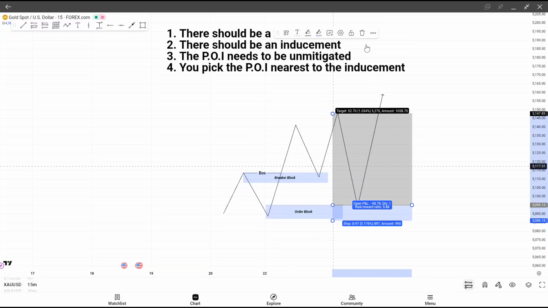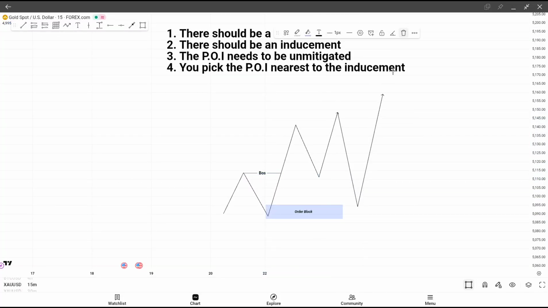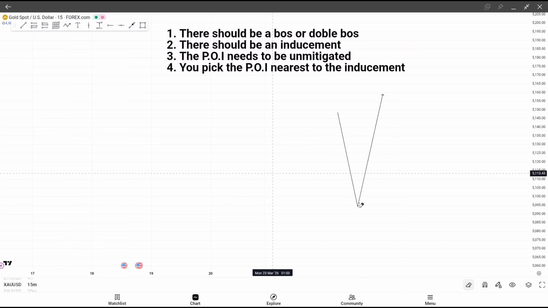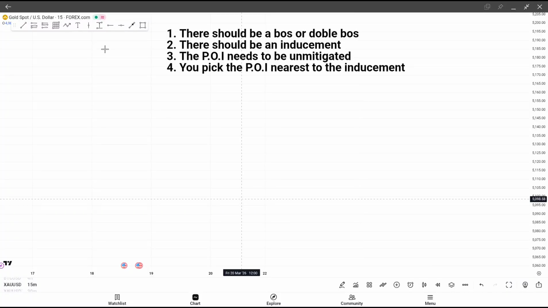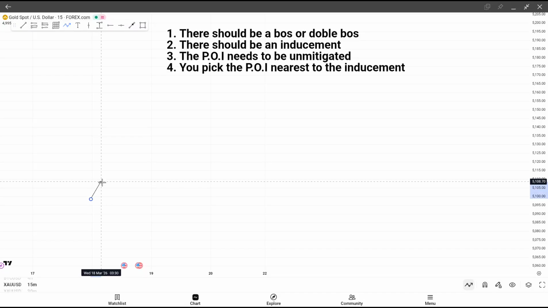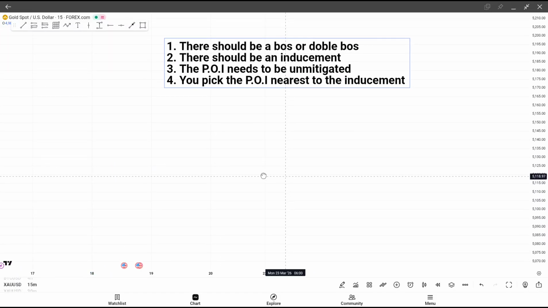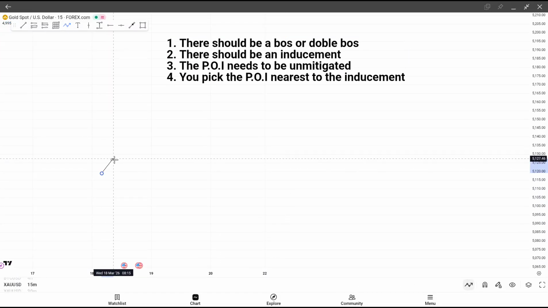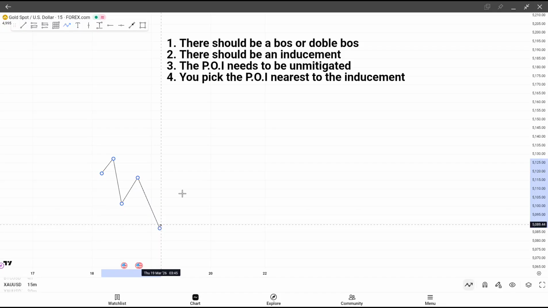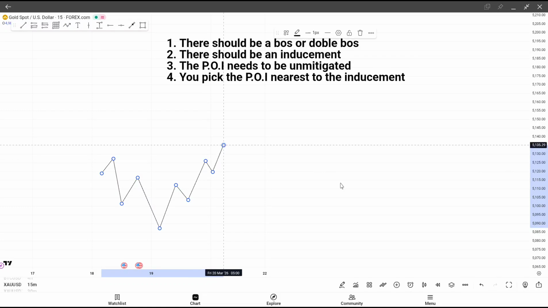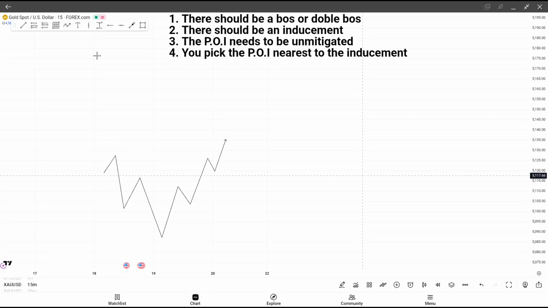Let's go again in a different scenario. I want you guys to pay attention on these rules. We are going to a different scenario. We are talking about buys for now. Buys. Let's say something like this. Okay, this one.